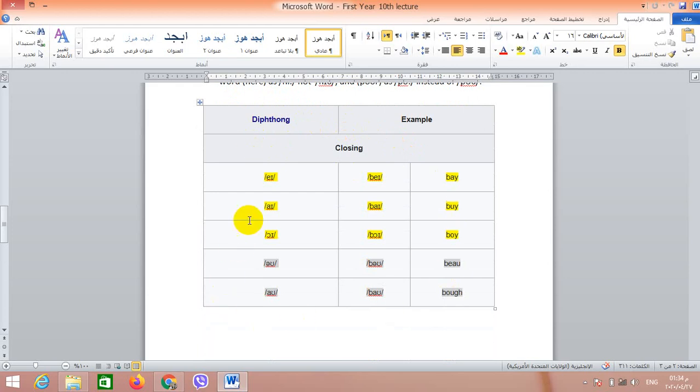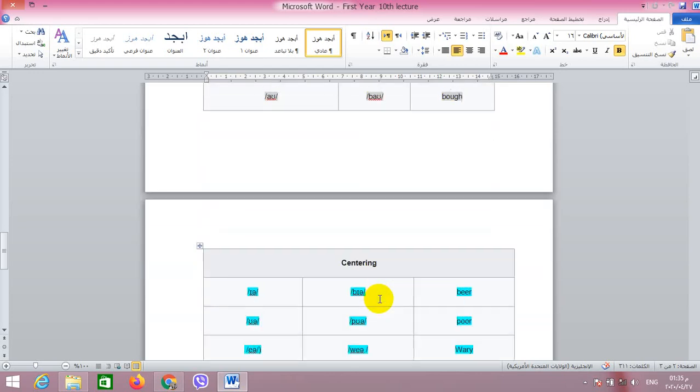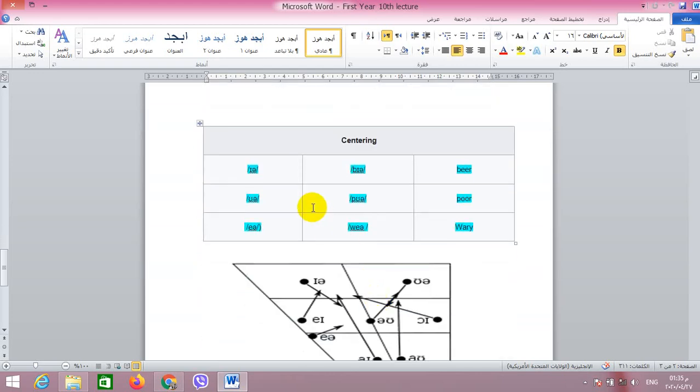Now this is a table. You can make use of this table to have a better understanding of diphthongs. These are closing diphthongs. The ones highlighted in yellow are the ones ending in e. Those highlighted in gray end in u. And we have other examples like bay, by, boy, okay, bow and bow. The centering diphthongs are ia and ua and aya.